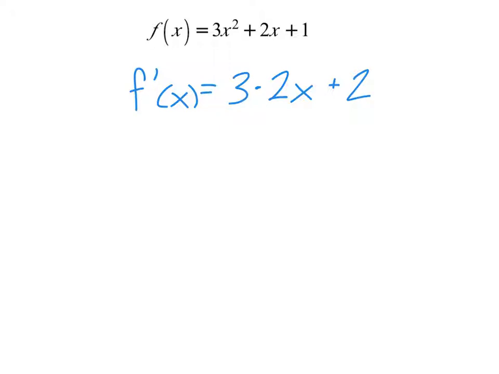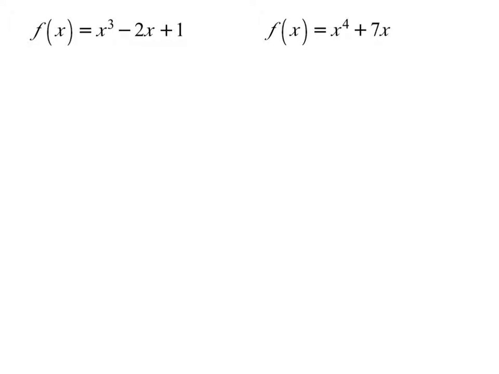well, it's a constant, right? And what's the derivative of 1? 0. And so f prime of x then, we can see equals 6x plus 2. So you just carry down that exponent and multiply it by the constant in front. Multiply it by your coefficient. Please practice that idea with both of these.